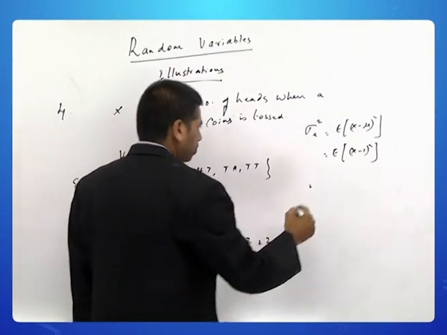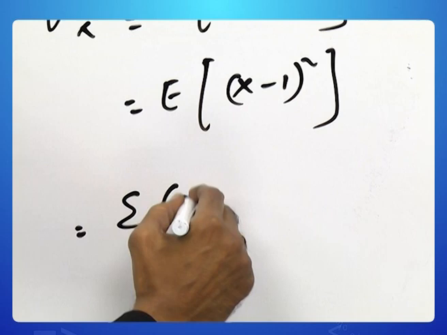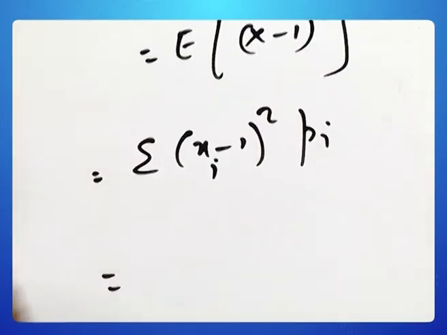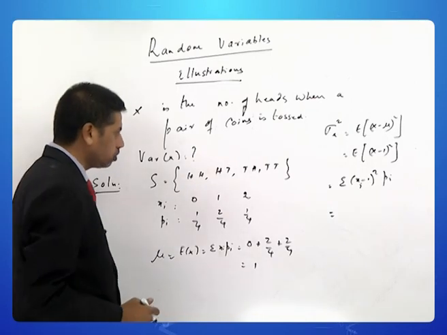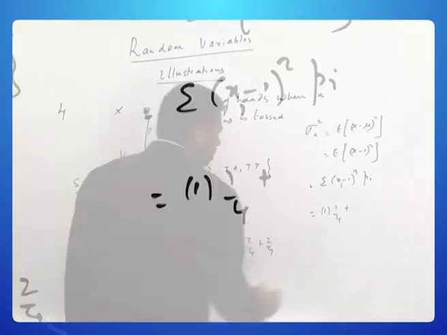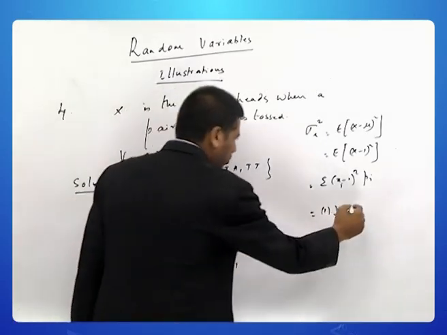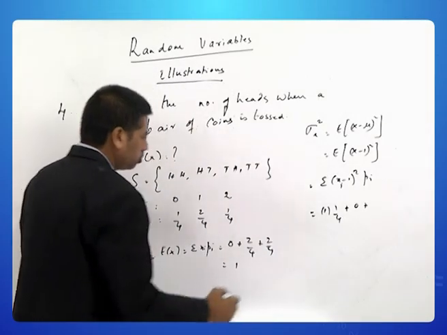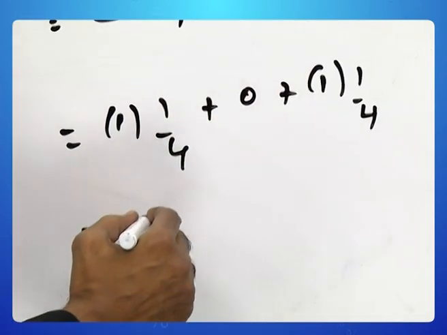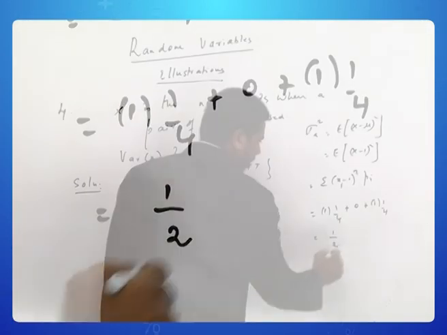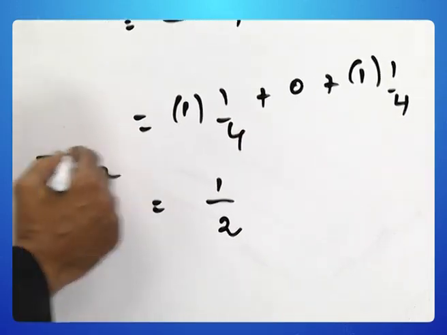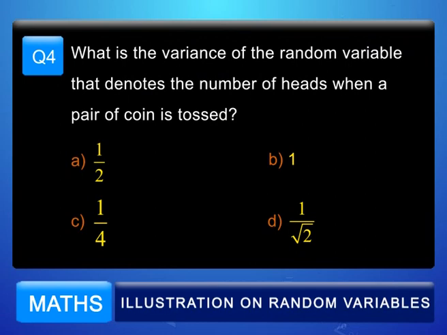So this is nothing but summation (xi minus 1) whole squared into pi. These are the xi values. So (0 minus 1) whole squared is 1 into 1 by 4, plus (1 minus 1) is 0, plus (2 minus 1) is 1 into 1 by 4. So 1 by 4 plus 1 by 4 is half. So this is the variance of x. Option A is the correct option.